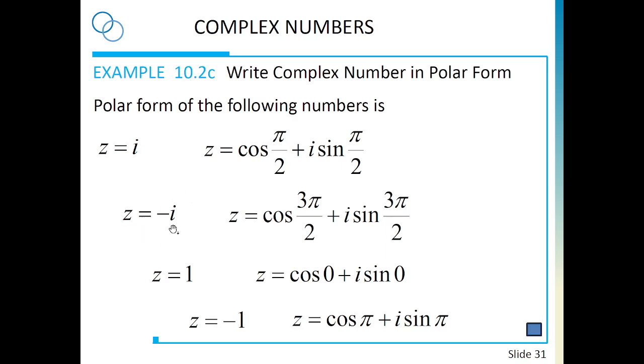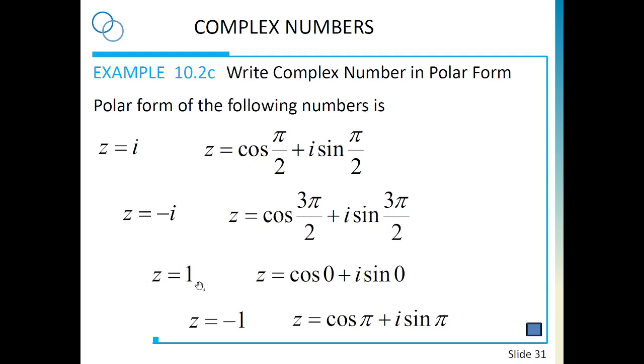The point here is minus i, so it is 0 on the real axis, so 0 on x, and -1 on y. So where is that? So if we draw it, it's 0 on x, -1 on y, so we are here somewhere, so that means the angle is 3 pi over 2. So from the sketch we could figure out the angle.